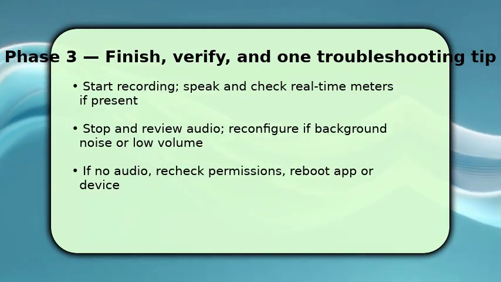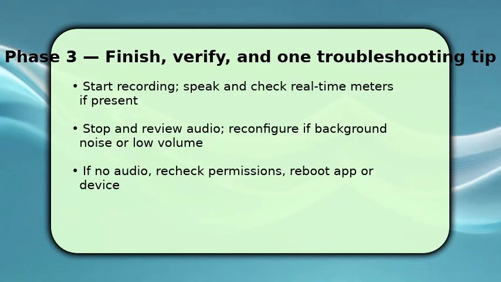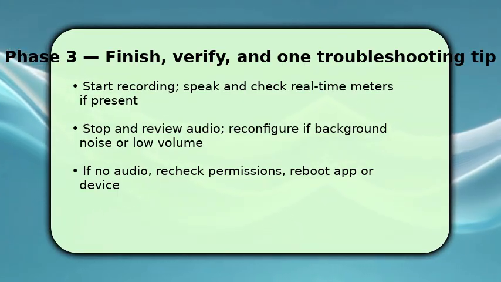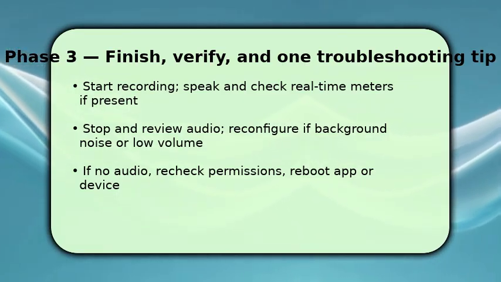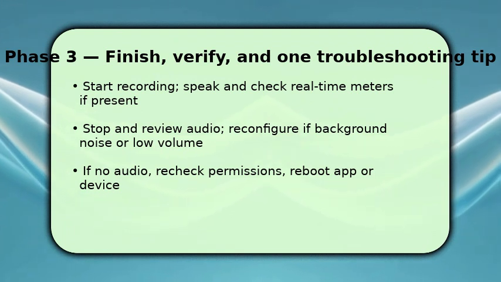If you hear noise or low volume, adjust gain, enable noise suppression, or move the mic closer. If there is no microphone audio at all, revisit app permissions, force close the recorder, or reboot the device. These fixes resolve most permission and driver hiccups.